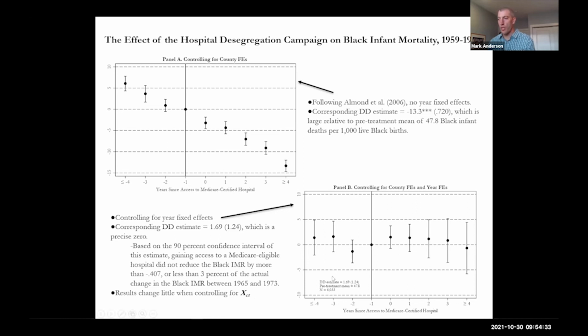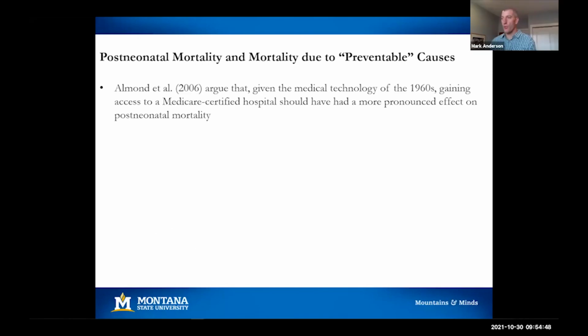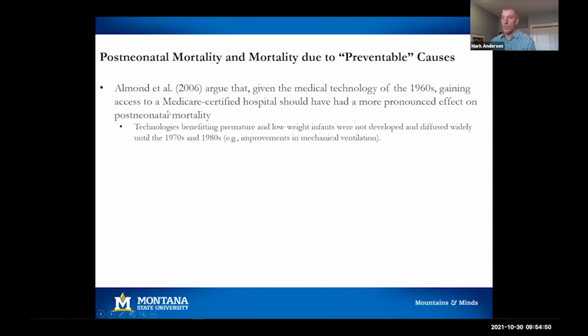Results change little when we control for a vector of county level observables. Results are similar when we consider the Black-white difference as the dependent variable as opposed to just the Black infant mortality rate. So I'll quickly go through our last set of results. We also are going to look at post-neonatal mortality and mortality due to preventable causes. Allman et al. convincingly argue that this is where we should expect to find effects being stronger.